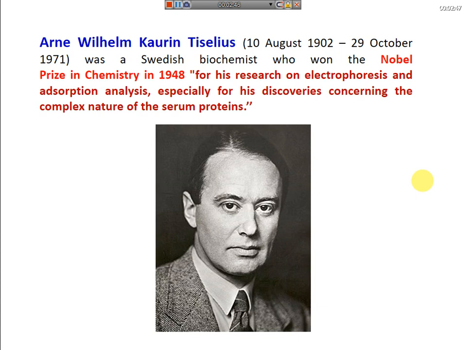Tiselius was awarded the Nobel Prize in Chemistry in 1948 for his research on electrophoresis and adsorption analysis, especially for his discoveries concerning the complex nature of serum protein. He, along with Cabot, found out that there are different serum proteins and that immunoglobulins are gamma globulins. So he did fantastic work and got the Nobel for his significant contributions.